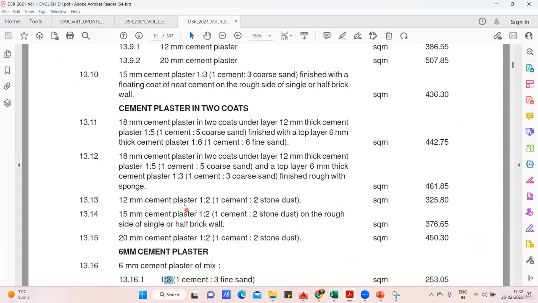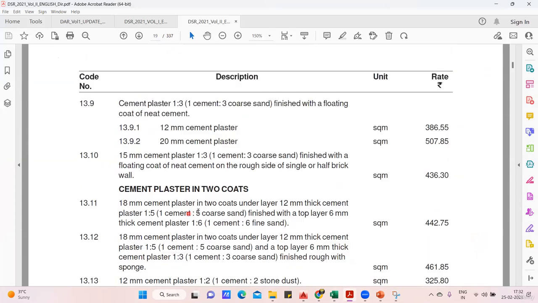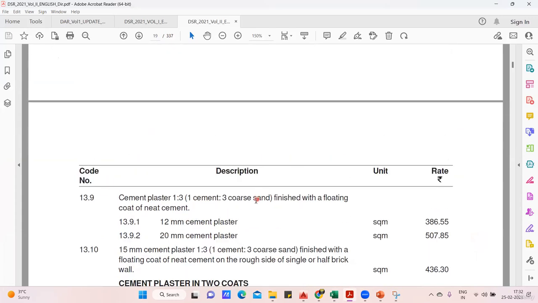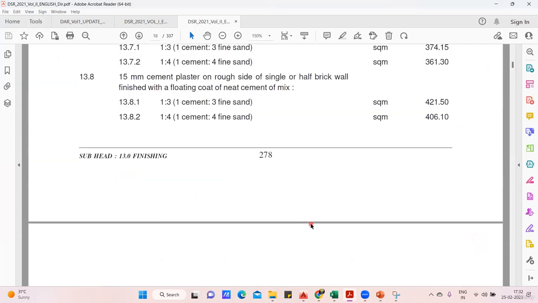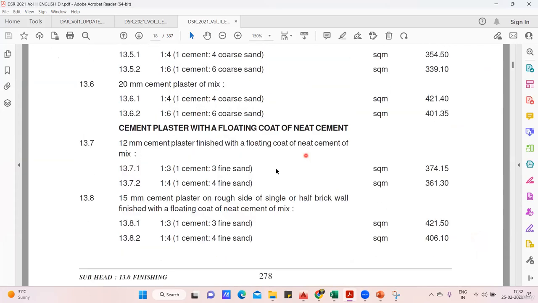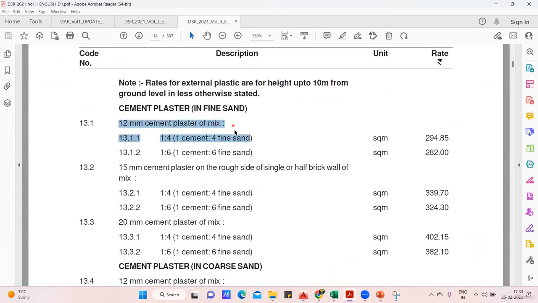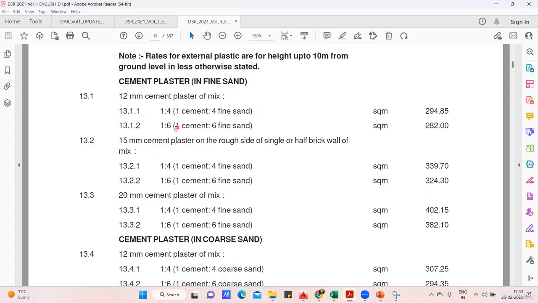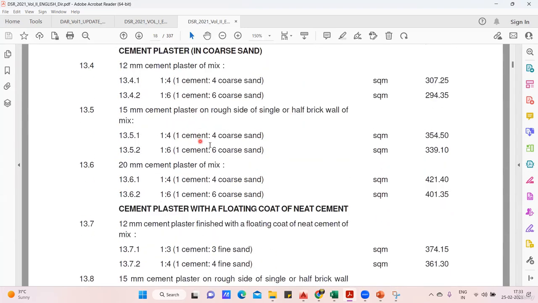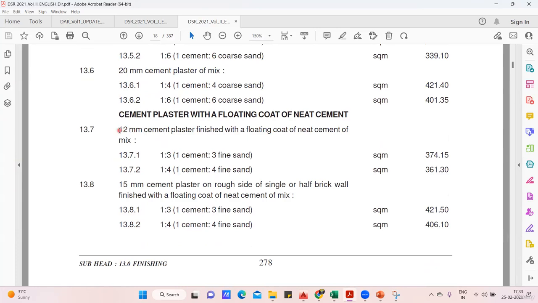Cement plaster in two coats, it is 12 mm, 1:2. No, come to the 12 mm. You have to check, okay? Yeah, here we have. Come here, for the 12 mm you have it here. This was 12 mm, and in this we go with 1:3. No, this is 1:4. It will not work out. So look for 1:3 ratio. Yeah, you can see here 12 mm cement plaster finish with floating coat of neat cement of mix 1:3. One part of cement, three parts of fine sand. So the rate is 374 rupees per square meter.